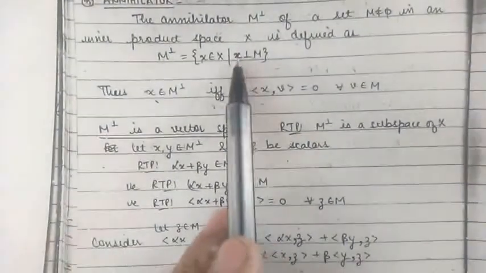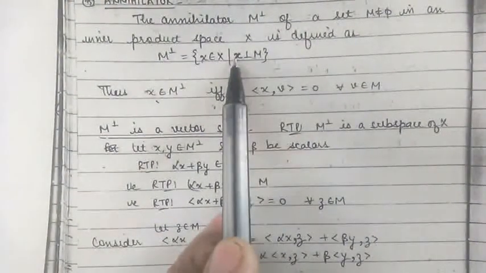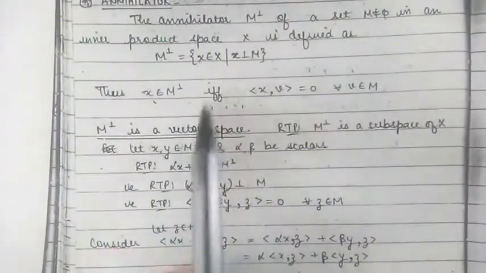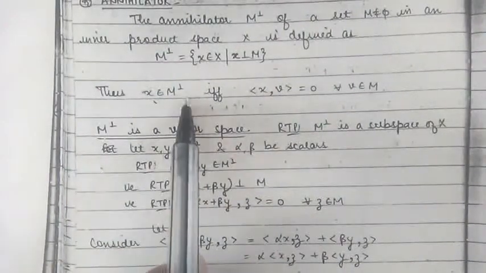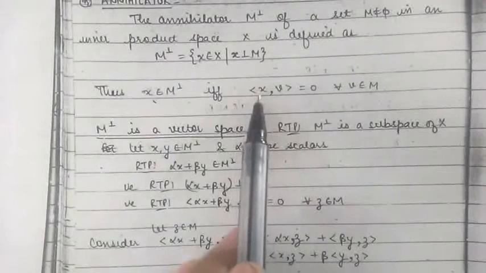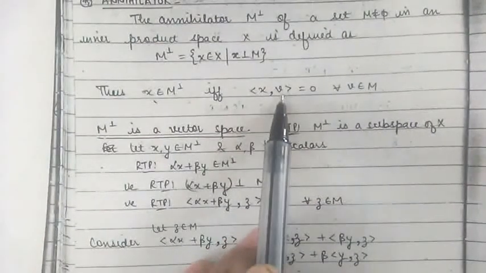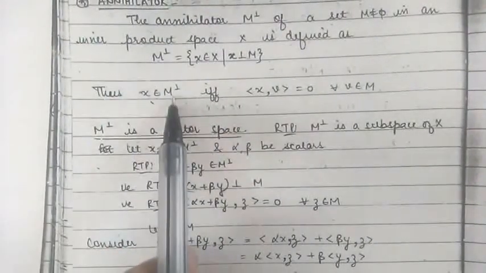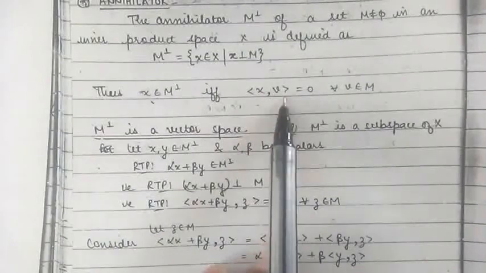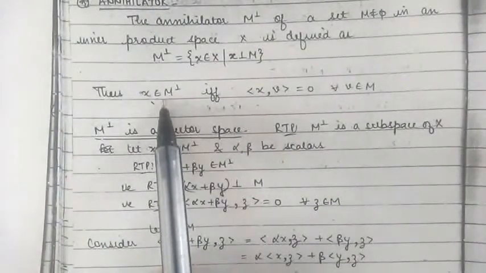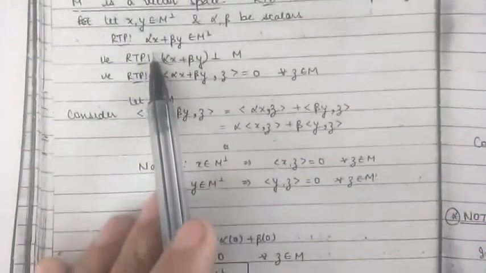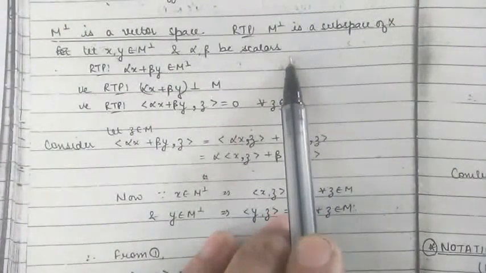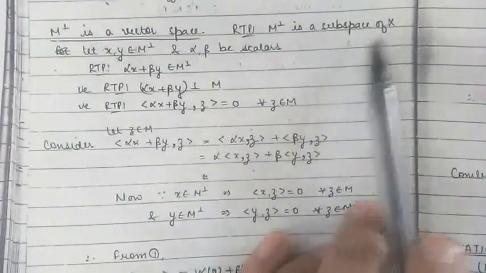By definition, X is orthogonal to M means X has its inner product with every element of M as 0. So we can say that if X belongs to M annihilator, then the inner product of X with every element of M will be 0. This condition is true from both sides: if X belongs to M annihilator, this condition holds, and if this condition holds, X belongs to M annihilator. Now next is the property of this annihilator. We will prove that M annihilator is a subspace of the inner product space X.